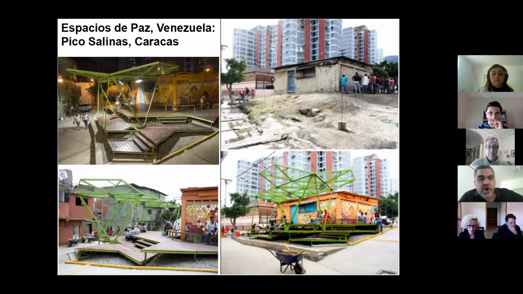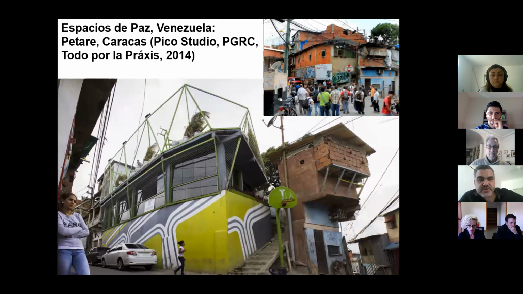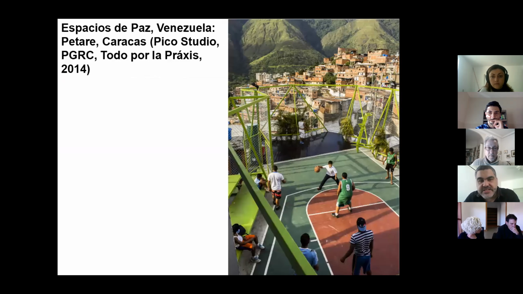etc. This is another experience of Espacios de Paz in another favela from Caracas, Petare, also from Pico Studio with PGRC and Todo por la Praxis. They transformed this house into a community center. In the rooftop, they created this basketball court, as we see in this picture.